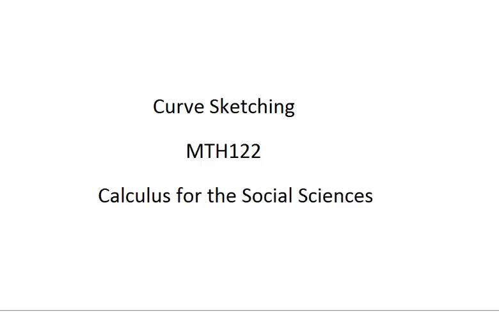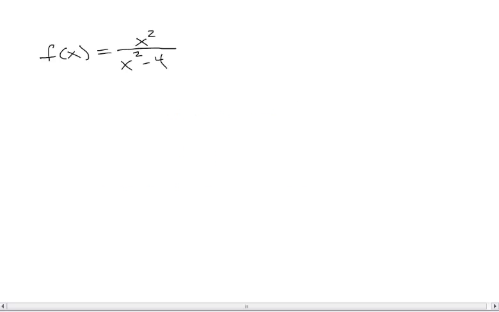In this video we're going to look at curve sketching of a rational function. And my example is f of x is equal to x squared divided by x squared minus 4. So the first step is to get all the information we need from the function. And the first thing we need is domain.